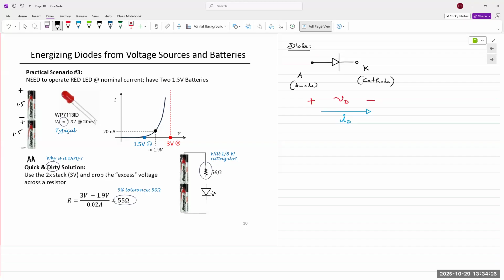So what do we do? We put a resistor in series with that LED. What the resistor will do is limit the current and drop some voltage across it.